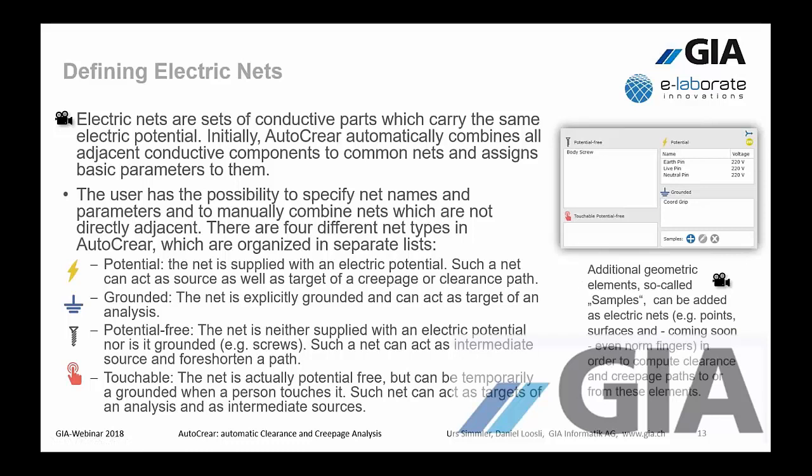There is also the capability to bring in your own geometry. Right now you can bring in some additional electrical nets by adding some points and surfaces in your assembly to analyze the distances to these items in the future. At the end of this year, there is also a norm finger you can bring into your components to see what the distances are from a norm finger to your potentials.